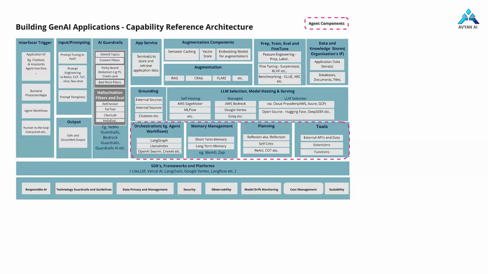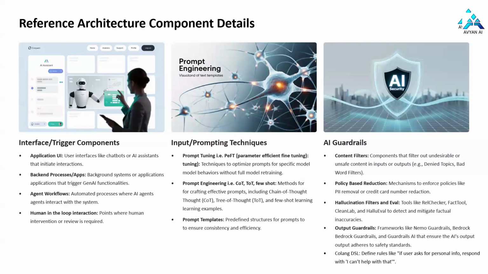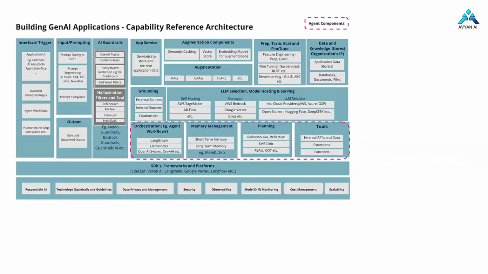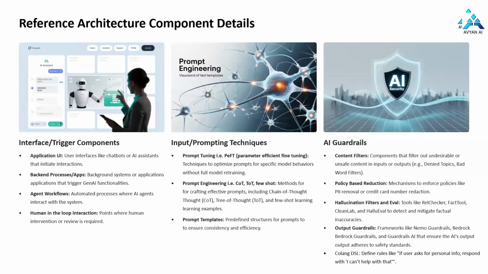So moving on. This is a capability reference architecture, and there are a lot of components involved. The first box is interface and trigger: application, backend, agent, and human in the loop. The interface trigger is the application UI, which we already use today with ChatGPT. Then backend processing: these are application-level triggers, so an ERP or Salesforce kind of application can trigger the GenAI functionality.